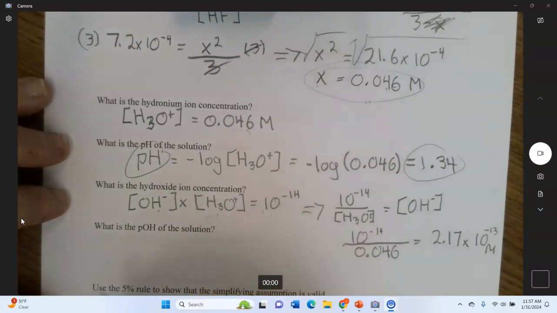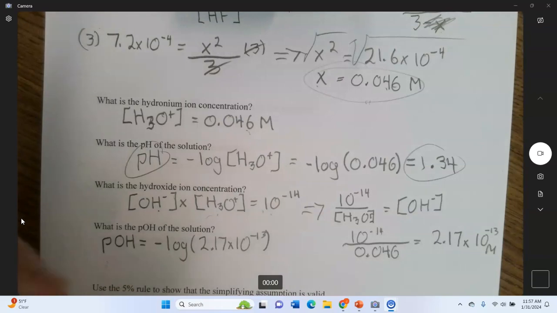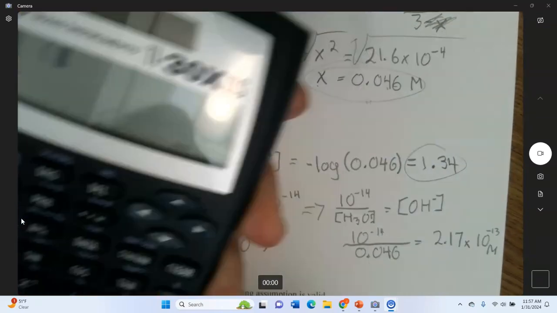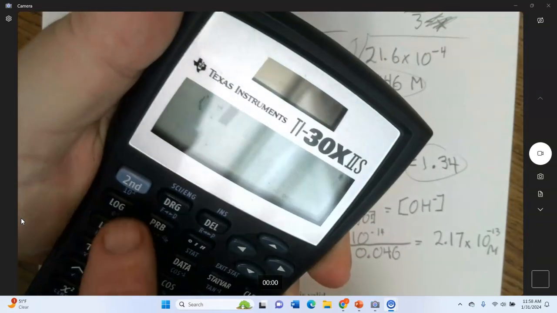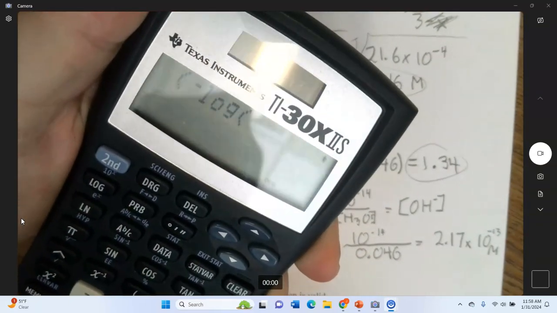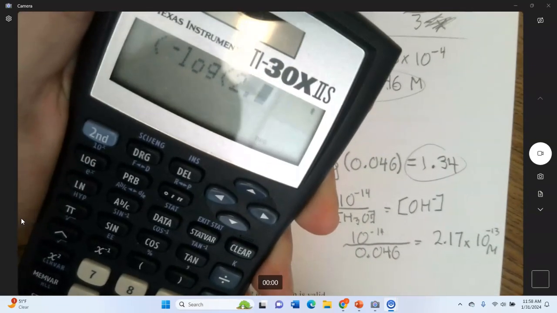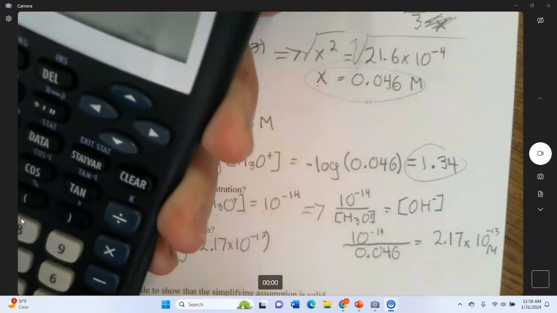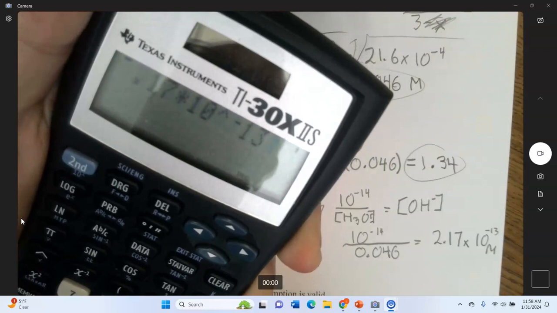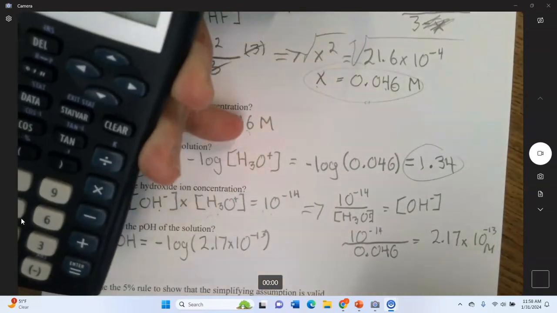Okay, now we want to know the pOH. So pOH, get this off your acid-base roadmap. All right, so let's do that one together. So it's negative log, okay, and it opens a parenthesis there, and it's 2.17 times 10 caret negative 13. Close the parenthesis and hit that, and it gives you 12.7.